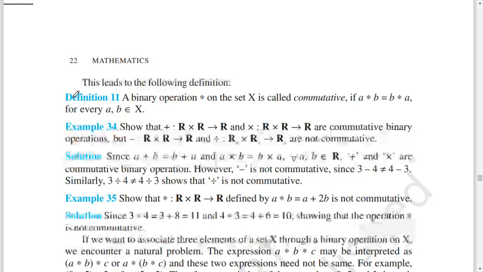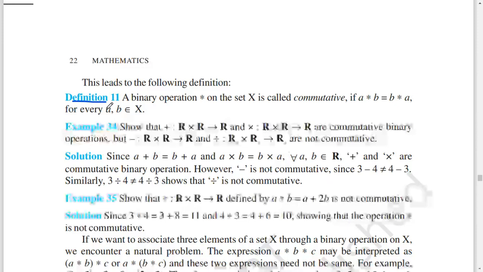This leads to the following definition. Definition 11. A binary operation * on the set X is called commutative if a * b = b * a for every a, b belongs to X.